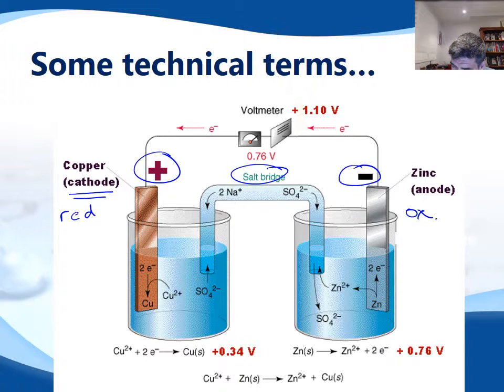And this is because electrons are being produced here. So they're in excess, and they're going to move through the external circuit to the positive electrode. That's where the electrons are going to go. And they're going to combine with the copper ions in order to form copper solid.